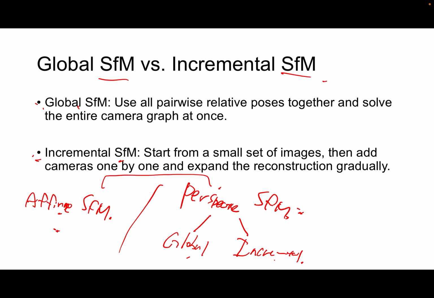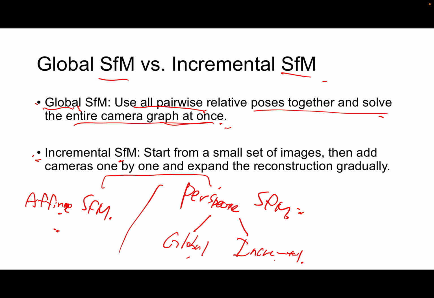Global SfM, from its name, tries to use some kind of global stuff. Use all pairwise relative poses together and solve the entire camera graph at once. That is global SfM. So the important thing is all pairwise. Let's say we take a video with our mobile phone, then we have multiple frames. There can be relative pose between frames. We use all the pairwise relative poses of all frames together, and solve the entire camera graph at once. That is global SfM.